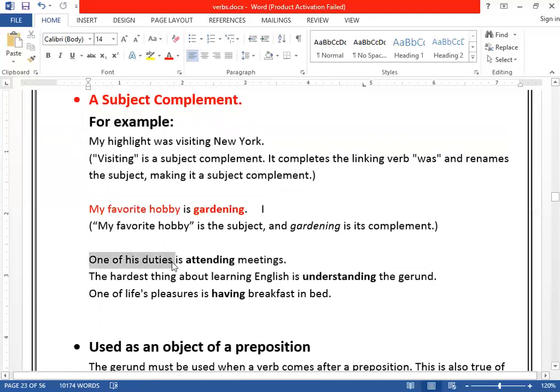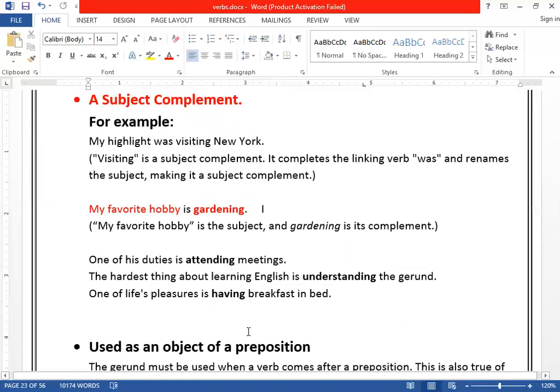One of the duties is attending meetings. Attending meetings. One of life's pleasures is having breakfast in bed. So that is a complement of the subject.